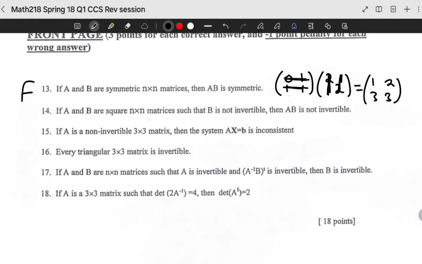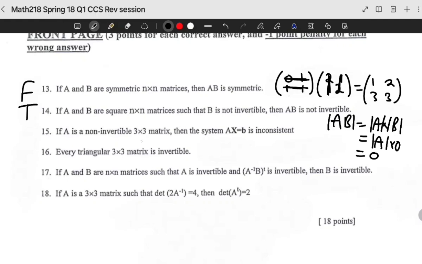If A and B are square n by n matrices such that B is not invertible, then AB is not invertible. This is true. We just know this as a fact. The product of two matrices where one of them is not invertible is not going to be invertible. To prove this, the determinant of AB is equal to the determinant of A times the determinant of B, which is equal to the determinant of A times 0, since B is not invertible, which is 0. So the determinant of AB is 0, which makes it not invertible.